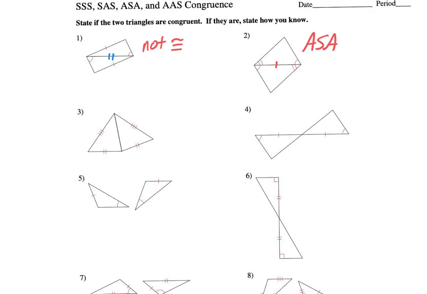Number three. Who wants to try number three? Side, side, side. How come, Berkeley? Okay, perfect. We don't have any angles, but we do have three sides, and three sides is perfect. All three sides are congruent. Okay, the third side is not marked, but we know it's congruent because they share. If they're separated, we can't use the reflexive property, but if they share a side, then we know it. Okay, number four.